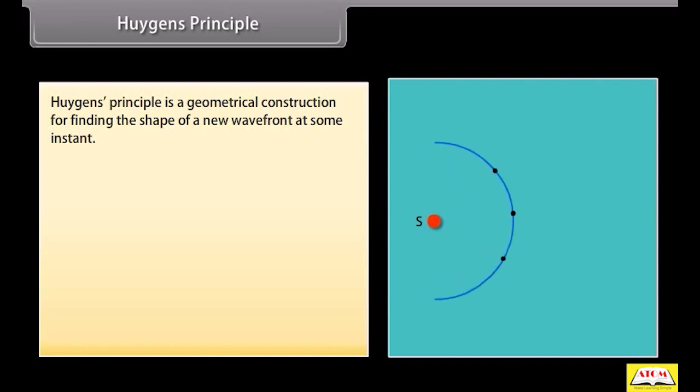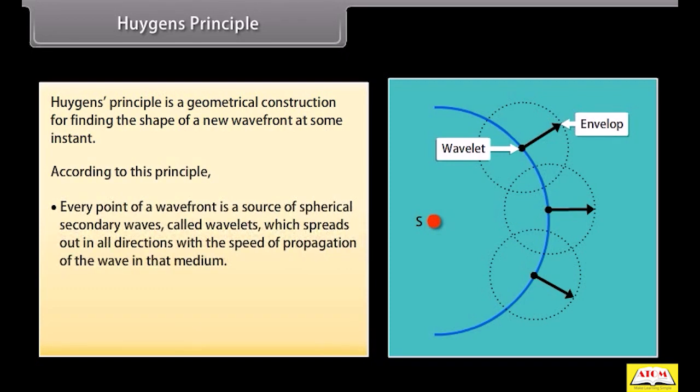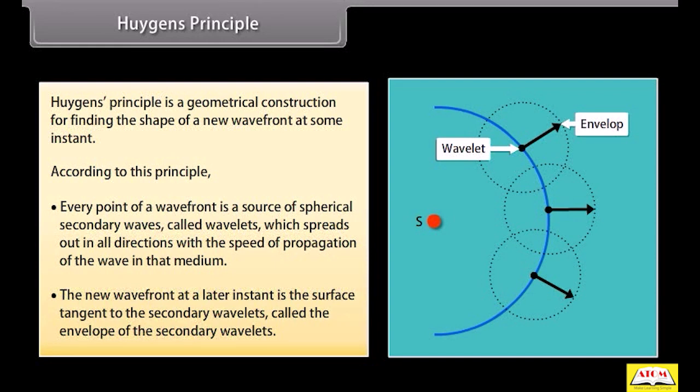Huygens' Principle. Huygens' Principle is a geometrical construction for finding the shape of a new wavefront at some instant. According to this principle, every point of a wavefront is a source of spherical secondary waves called wavelets, which spread out in all directions with the speed of propagation of the wave in that medium. The new wavefront at a later instant is the surface tangent to the secondary wavelets, called the envelope of the secondary wavelets.